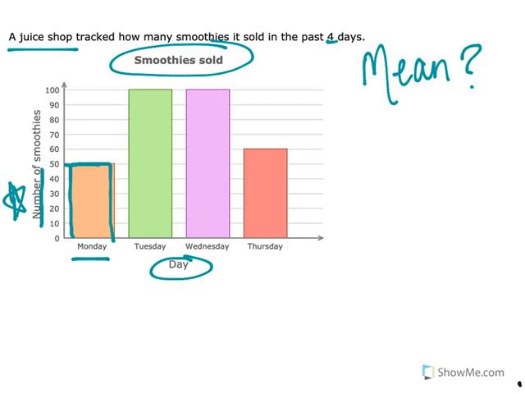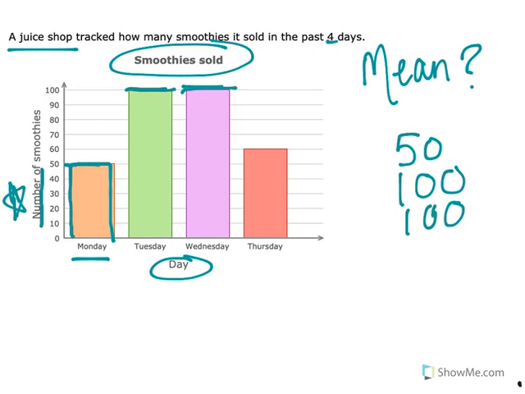What I'm going to do is make a list off to the right to keep track of my data points. So my first data point is 50. When I look at Tuesday, the height of the Tuesday bar lines up with 100. So that means my next data point is 100. I look at Wednesday. Wednesday also aligns with 100. And then Thursday lines up with 60.